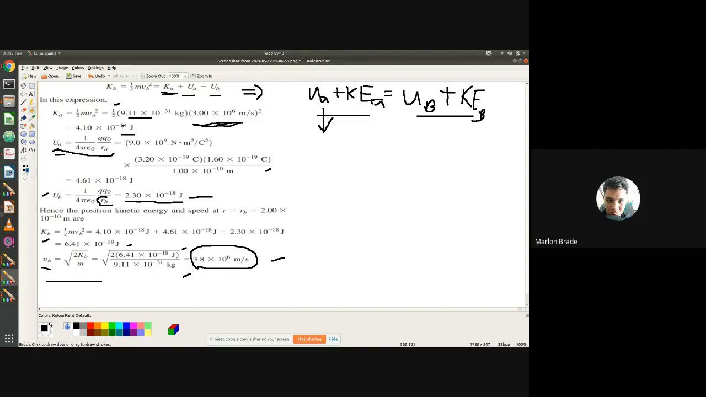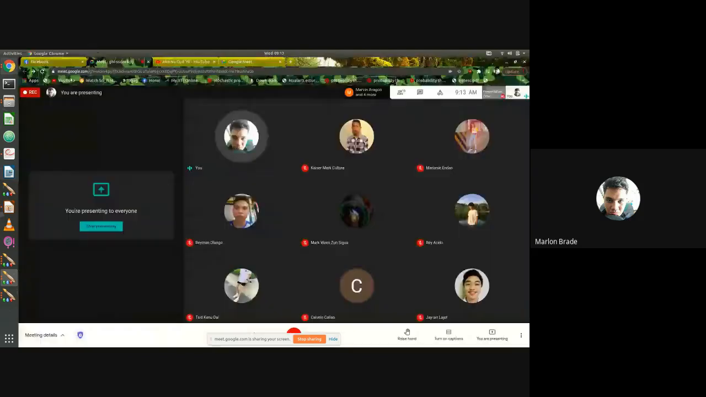So the initial kinetic energy is 4.10 times 10 to the negative 18 at point A. When it reaches point B, it becomes 6.41 times 10 to the negative 18. So, what does it mean? Is the potential energy bigger or smaller?